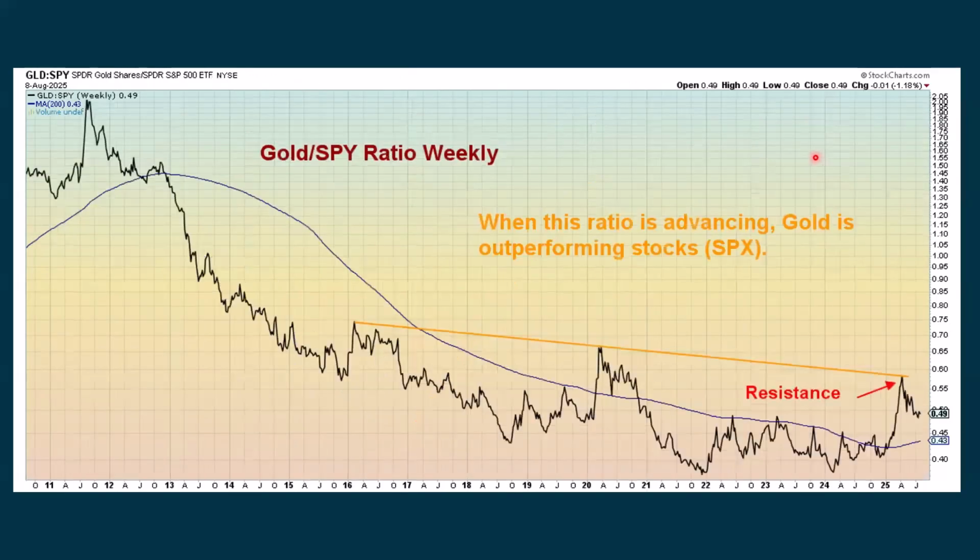We also keep another ratio going between gold and the S&P. We came up to this yellow declining trend line. We spiked up, which matched up with this previous spike and a previous spike going back to 2016. And so far, we've stayed underneath that declining trend line there.